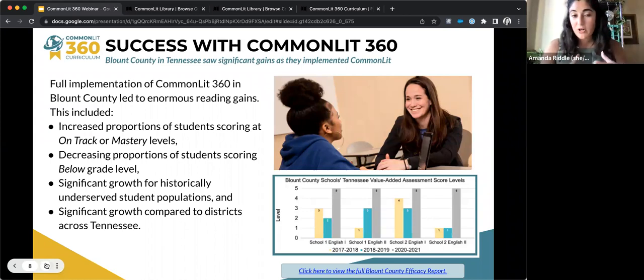And one of our best partners, Blount County, Tennessee, has actually seen significant gains over the past few years using the curriculum. They have more students scoring at on-track and mastery levels on their end of year state exam than they did prior to using 360. And the most significant growth happened in historically underserved student populations. So we're really reaching students and bringing them up to grade level and giving the supports that they need and that the teachers need to effectively just help them grow.